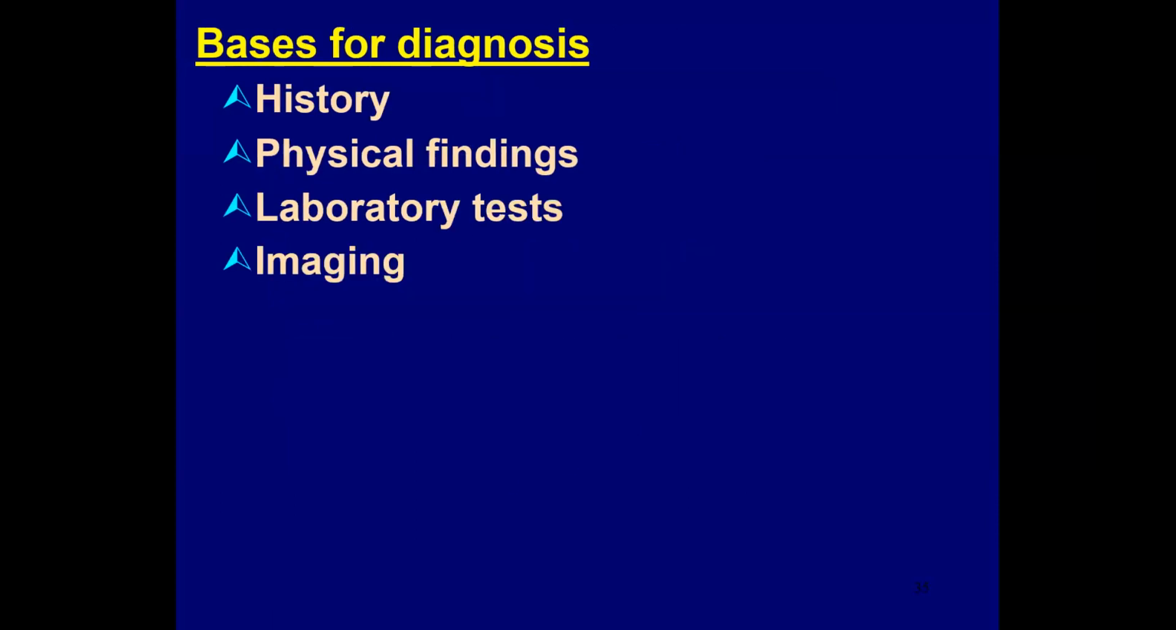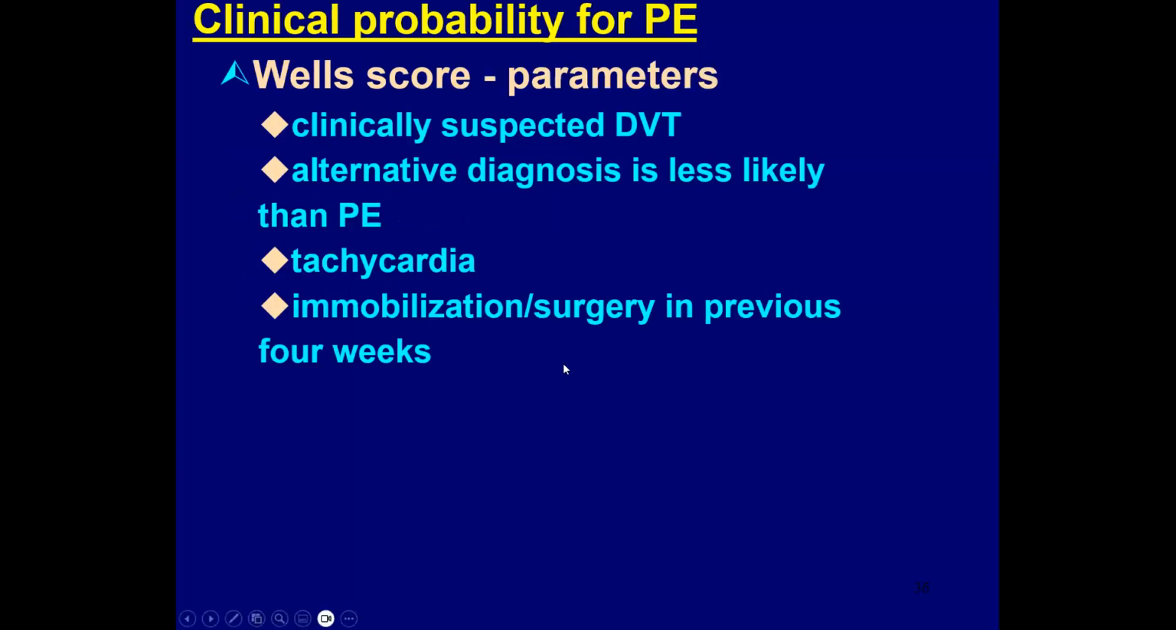The basis for diagnosis of PE. First, patient history. Do they have a history of thrombophlebitis? Do they have a family history of PE or whatever? The entire history. Then the basis also includes the physical findings. What do we see on the patient's physical exam? Laboratory tests, and finally, also imaging. These are how we arrive at diagnosis.